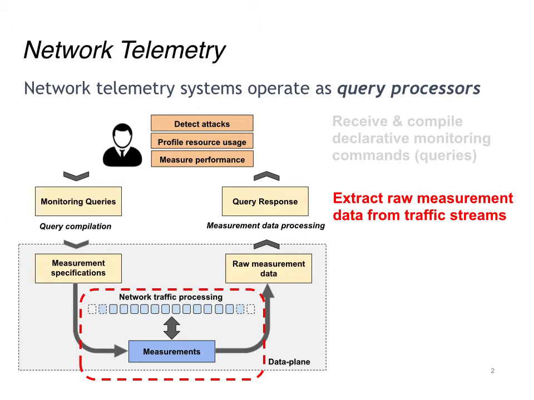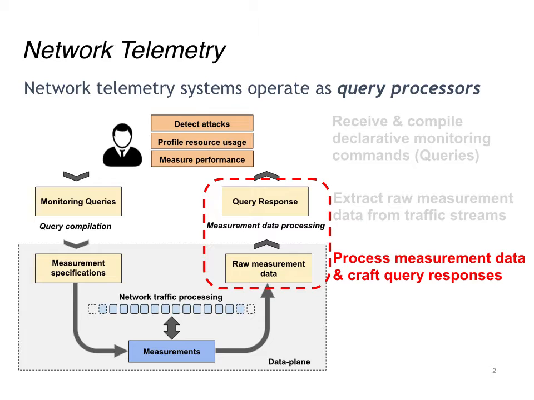After that, the traffic measurements take place, usually in the data plane, and work by inspecting traffic streams in real time. This produces a set of raw measurement data, for instance some flow counters. However, this data needs to be processed to craft elaborate query responses that are then finally delivered back to the operator. Now, this work focuses on the data processing operations that transform raw measurement data into elaborate query responses.